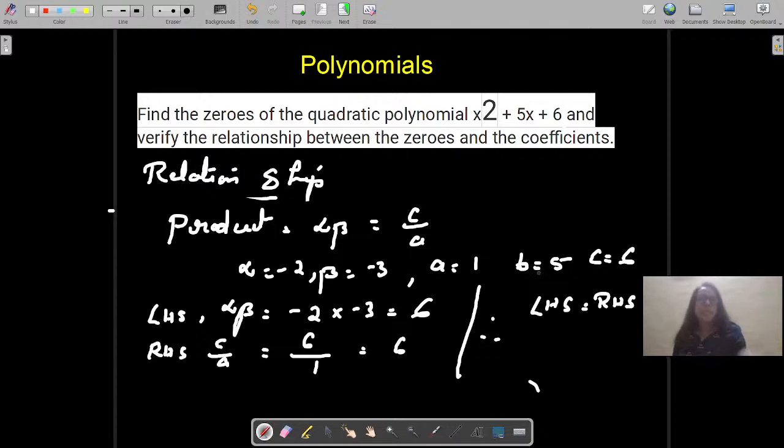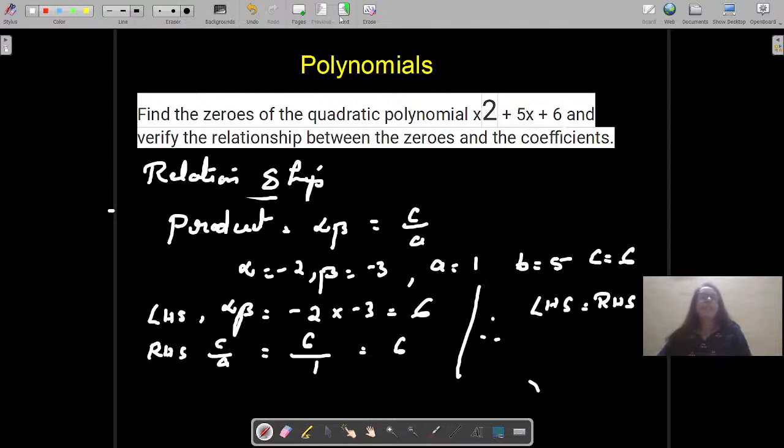So left hand side must be equal to right hand side. LHS is equal to RHS. Otherwise we can say that your answer is wrong. You can check it. If LHS is not equal to RHS, your answer will be wrong. So check one more time. So write like this: LHS is equal to RHS. Okay, I hope you understood.